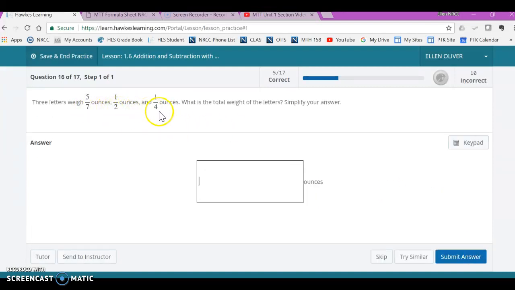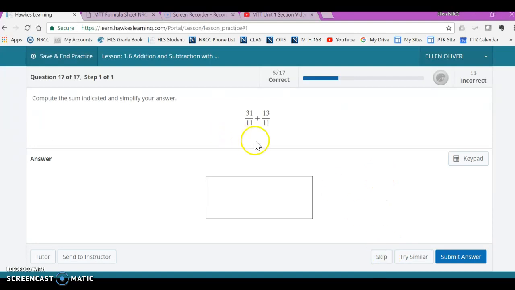3 letters weigh that amount. What's the total weight? Well, total means add. So I'm just going to add 5/7 plus 1/2 plus 1/4. Get a common denominator, just like the others that you did. Last one is going to be one that you already know how to do.